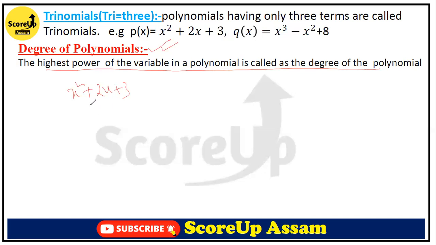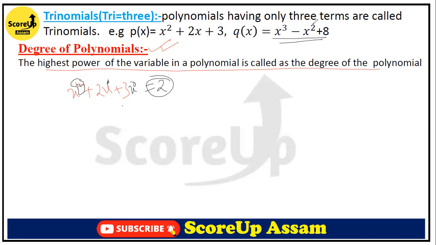To find the degree of the polynomial, we should always look at the power of the variable, the one which has the highest power. Suppose the power of this variable is 1, the power of this variable is 2. What is the power of this term? It is 0, since 3 into x to the power 0 is 3 ultimately. So the maximum power is 2. That means the degree of this polynomial is 2.